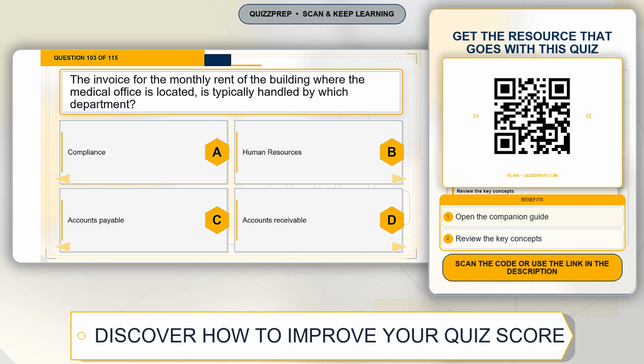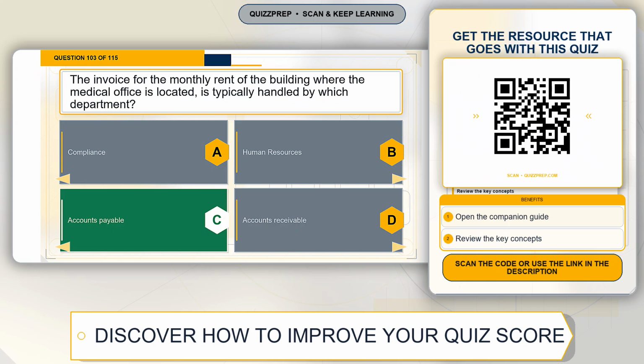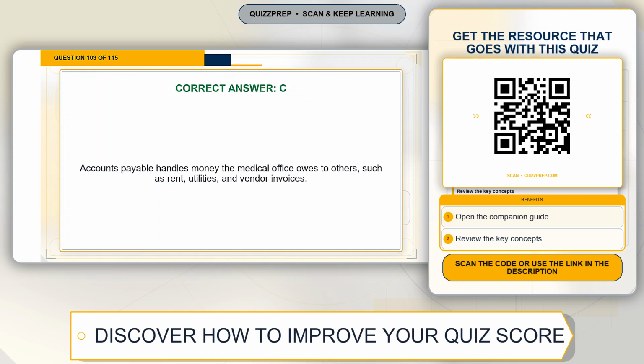Question 103. The invoice for the monthly rent of the building where the medical office is located is typically handled by which department? Option A, compliance. Option B, human resources. Option C, accounts payable. Option D, accounts receivable. The correct answer is option C, accounts payable. Explanation. Accounts payable handles money the medical office owes to others, such as rent, utilities, and vendor invoices.